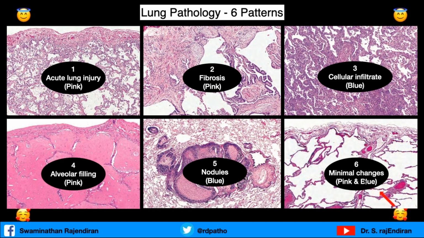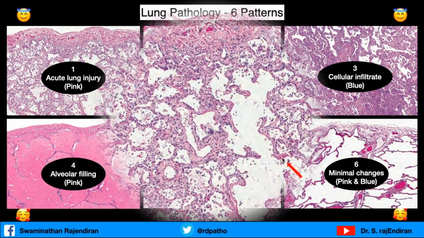There are 6 patterns, and pattern 3 and pattern 5 look more blue, whereas pattern 1, 2 and 4 in the low power will look pink, and the normal one will look pink and blue. All the diseases will fall under one of these patterns, and let us see the 6 patterns.